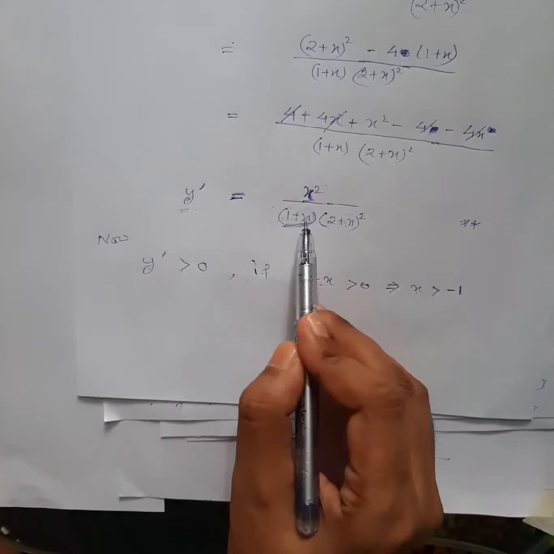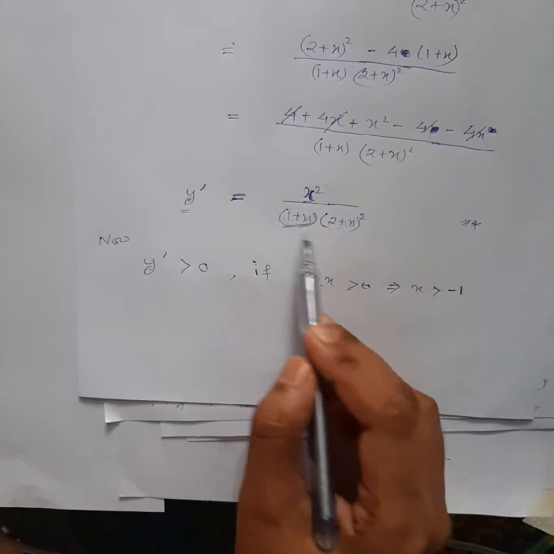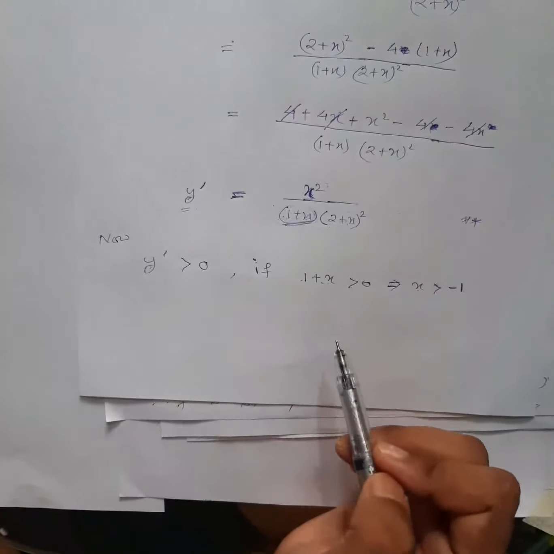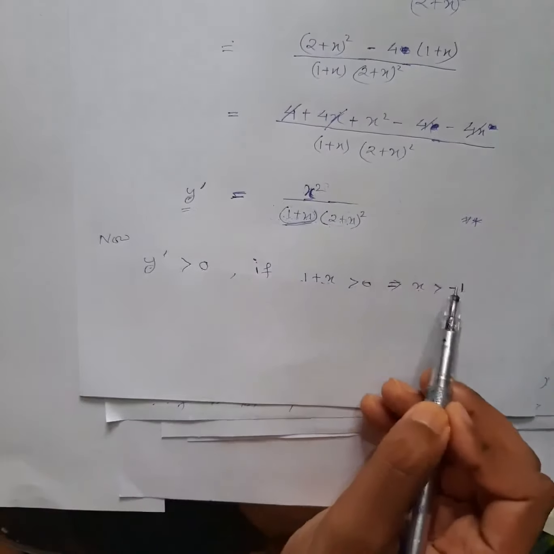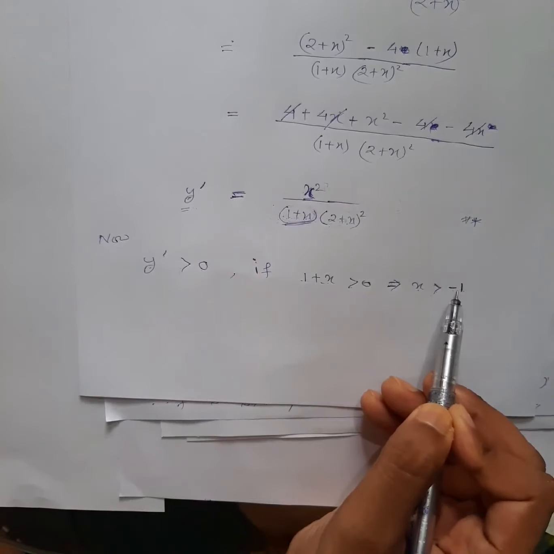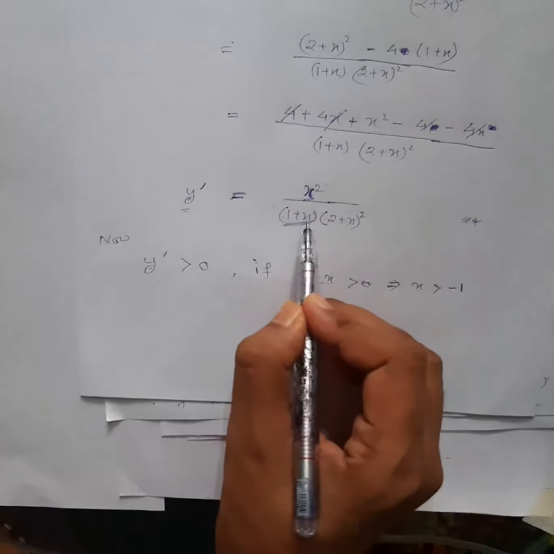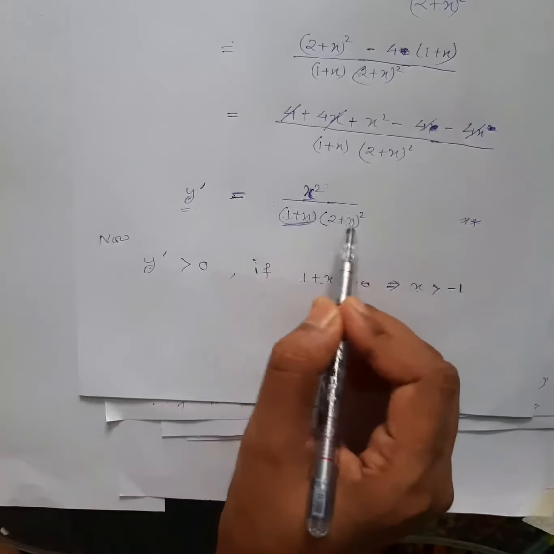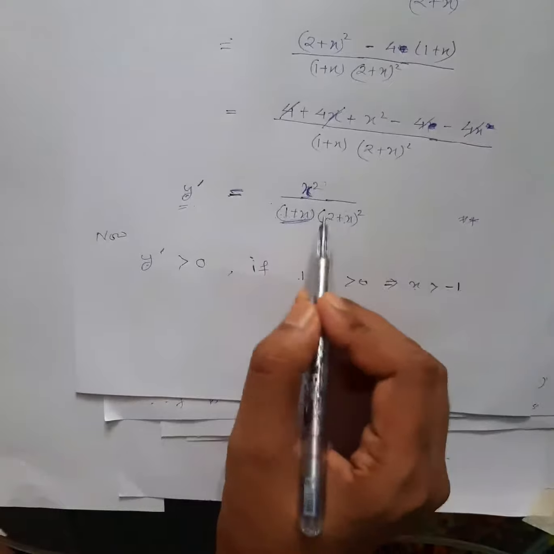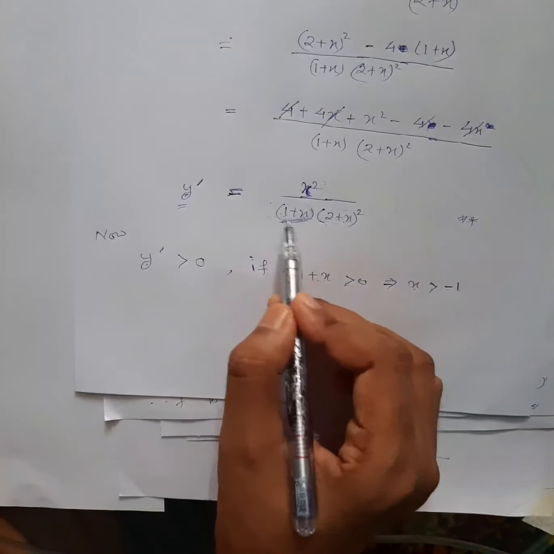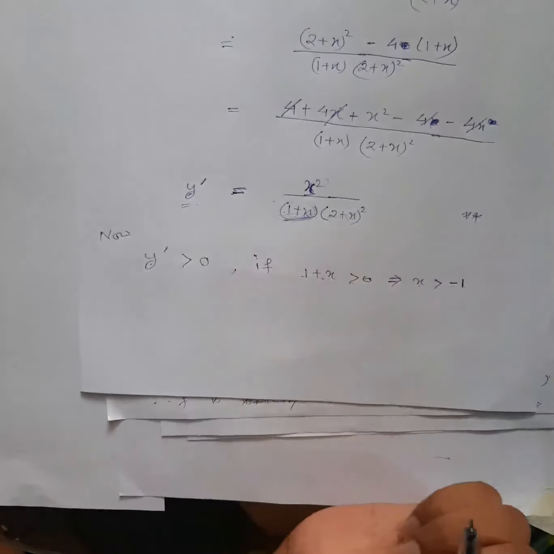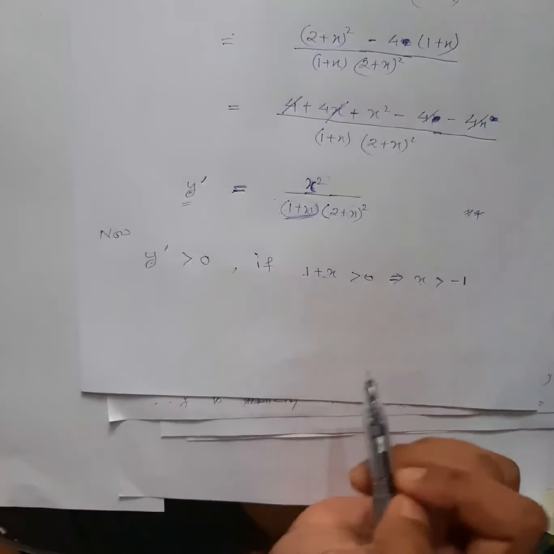Means if your x is greater than minus 1, this will always be positive. Okay, so you can check that also. If you take a value greater than minus 1, that is 0, if you take it, you can see this will be positive, this so obviously will be positive whatever value you take. So this will be positive means what? This whole thing will be positive, means this will be always greater than 0.